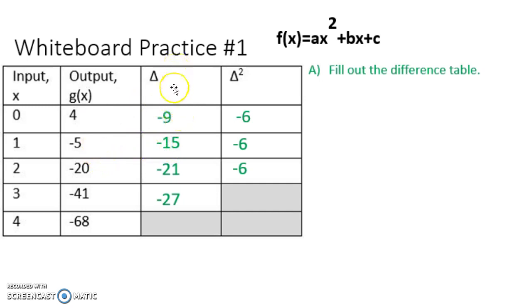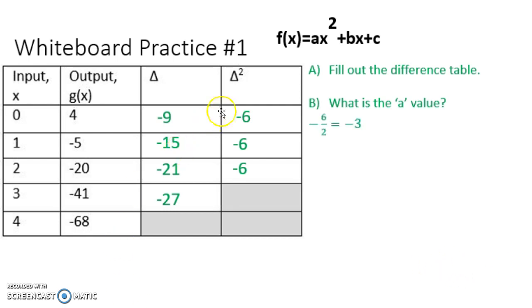And you should recognize that the first difference is not constant, so there's a possibility that this is going to be a quadratic function. So we go on and make a second difference. So we take negative 27 minus negative 21, that gives us negative 6, and so on, until we see that the second difference is negative 6. Now that you have found the second difference, identify your A value. Pause the video, and then you can hit play when you're ready to check your answer.